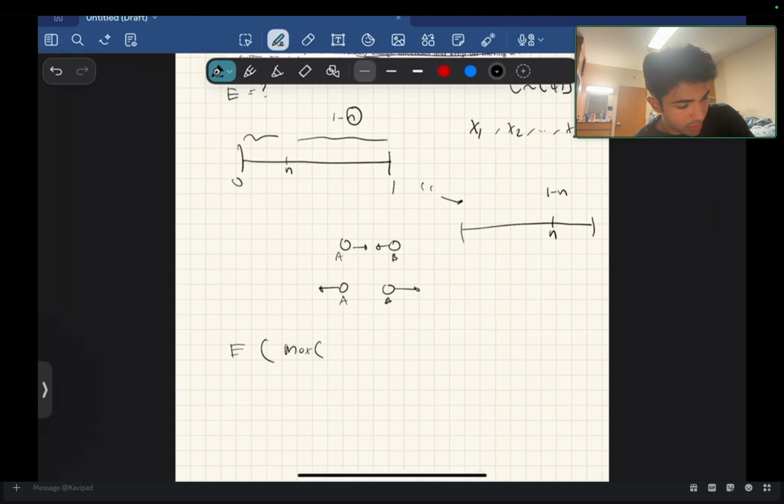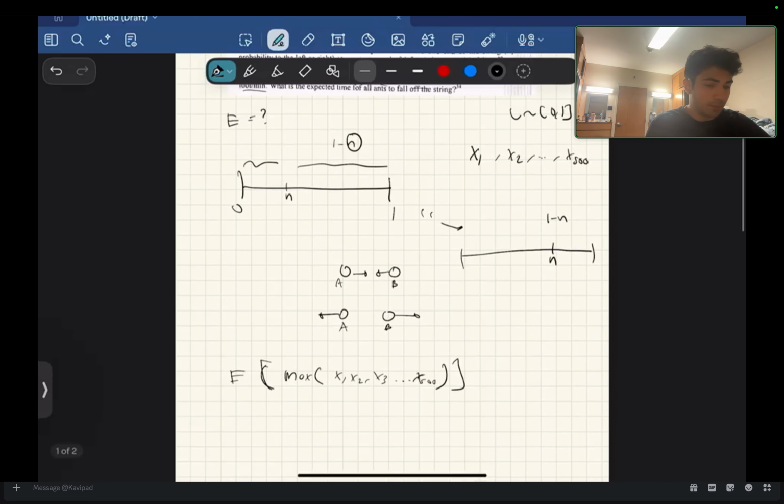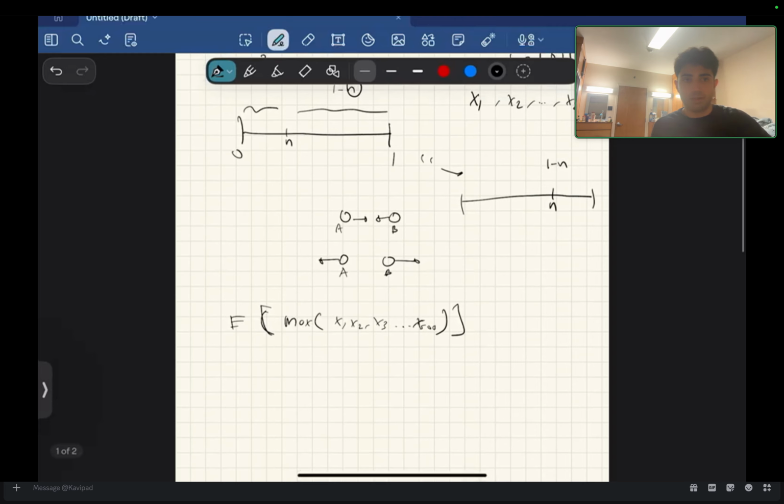Okay, cool. The expected time for all ants to fall off the string will be the expectation of the max of x1, x2, x3 to x500. It will be the highest number. If they all go to the left, then it is the ant placed most far right, and that's the maximum. The ant with the most right starting point will be the max of all of the random variables.